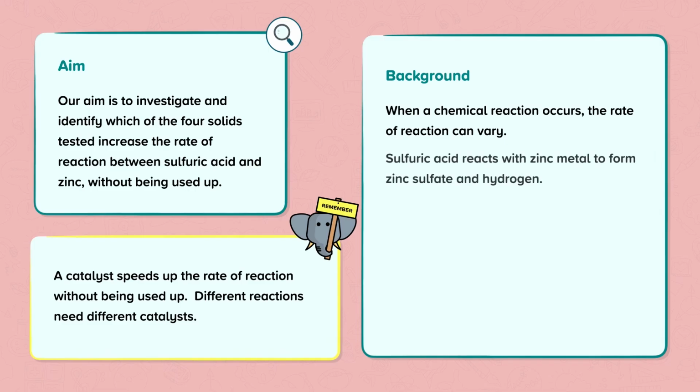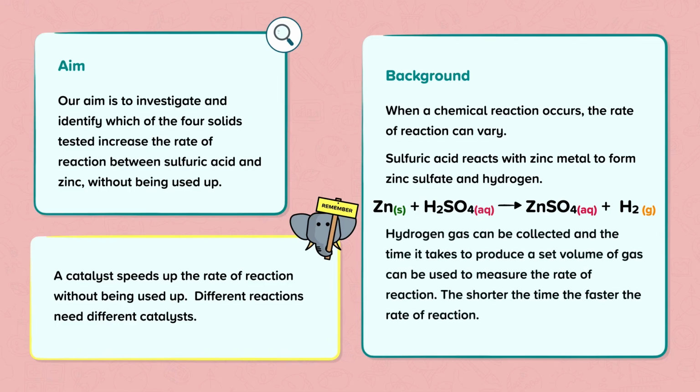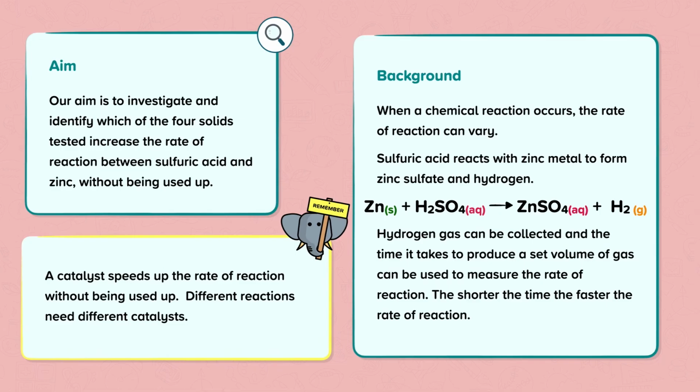Sulfuric acid reacts with zinc metal to form zinc sulfate and hydrogen. The equation for this reaction is Zn plus H2SO4 forms ZnSO4 plus H2. Hydrogen gas can be collected, and the time it takes to produce a set volume of gas can be used to measure the rate of reaction. The shorter the time, the faster the rate of reaction.